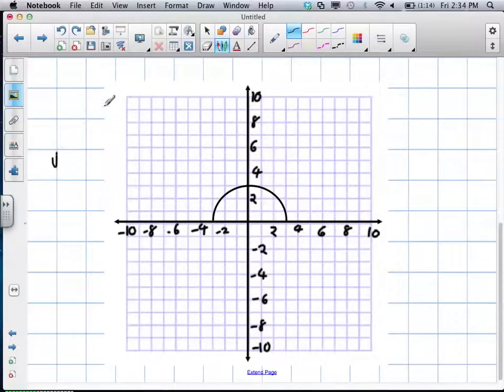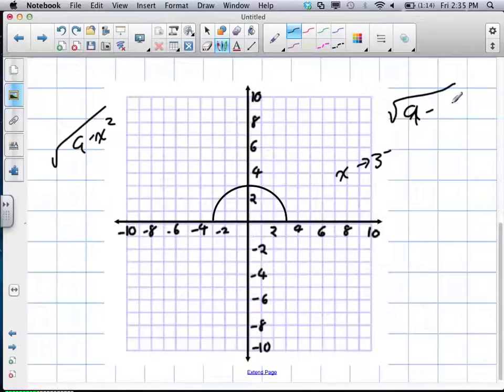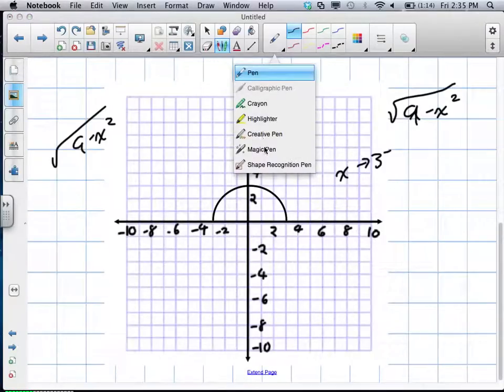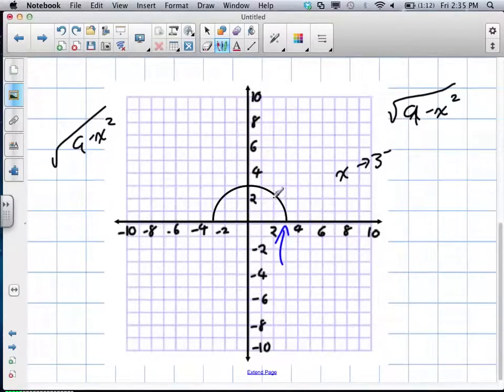We have our root of 9 minus x squared. So this is our function if graphed. Now, algebraically, let's think about this. Again, they're asking us to approach 3 from the left. When x approaches 3 from the left, and we have 9 minus x squared, if we're approaching from the left of 3, that means we're using numbers like 2. And this is the 3 we're talking about.